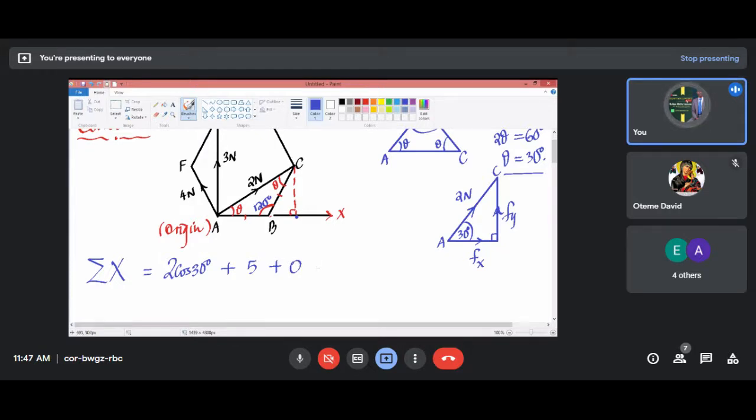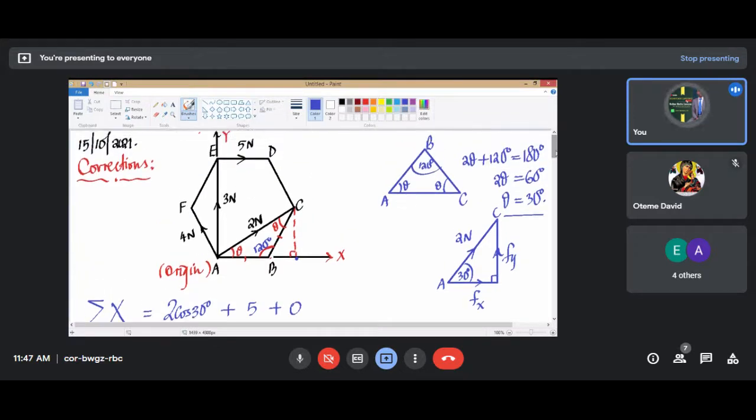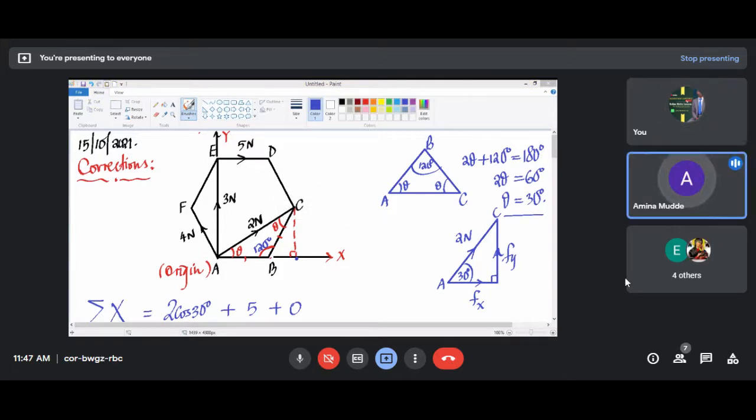Then the 4 newton force, what is its horizontal component? It is negative 4 cos 60. Do we agree? Amina, do you agree with that solution? No, master, I need proof.